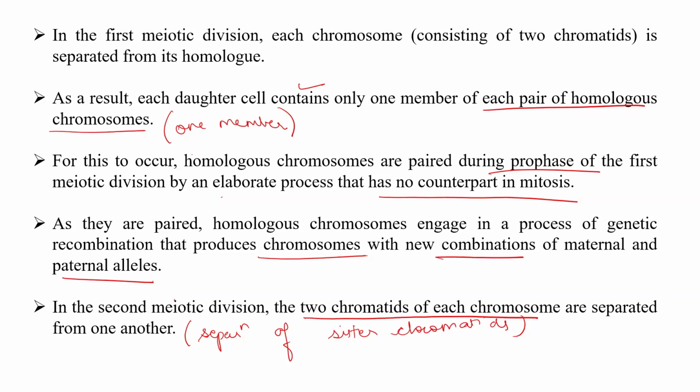And the separation of these sister chromatids will result in the production of 4 haploid cells. As compared to this, in mitosis, we have daughter cells which are genetically identical to the parental cells and are diploid.